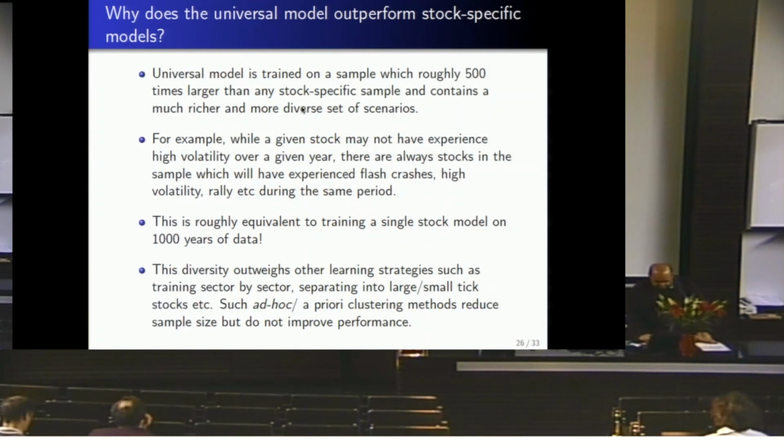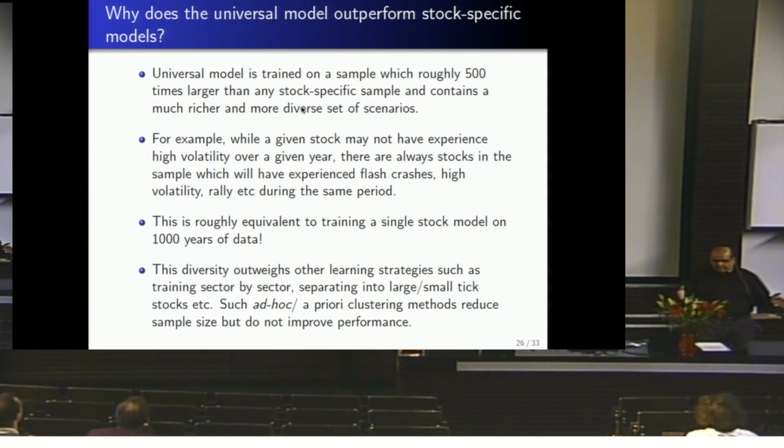Okay, let me skip because I don't have much time. So now, why does it work? Well, because when you pool them together, you access a much more diverse set of scenarios. For example, you might have one stock for which during the training sample nothing is going on. It's very flat. And then you have other stocks in the training sample where you have flash crashes, they go up and down, the market crashes and so on.